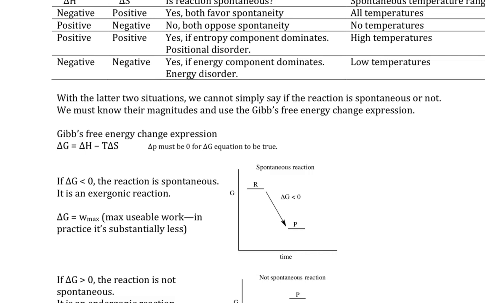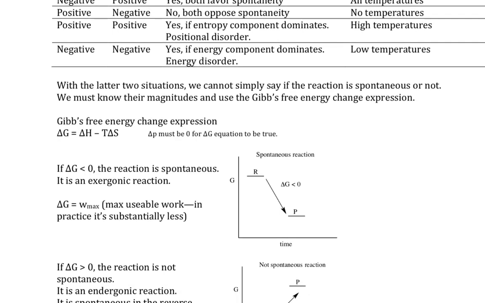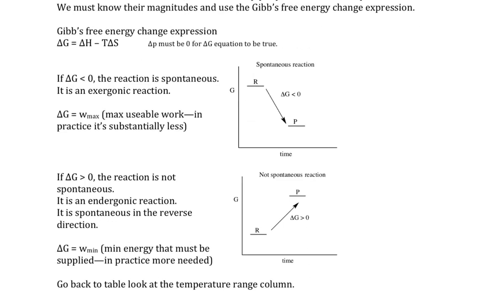In our second situation, where delta H is positive and delta S is negative, we end up with positive minus a negative, so we end up with a positive value overall. There, delta G is positive, it's greater than 0, the reaction is not spontaneous. And there's a diagram showing reactants at low Gibbs value going to higher Gibbs value for the products. The reaction is not spontaneous. Instead of calling that an endothermic reaction, we call it an endergonic reaction. It is spontaneous in the reverse direction only if we happen to have the products as reactants.